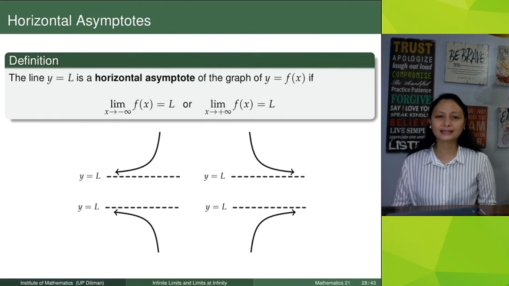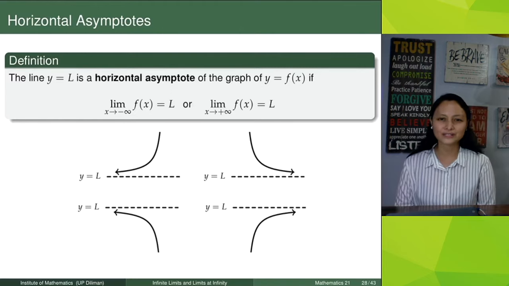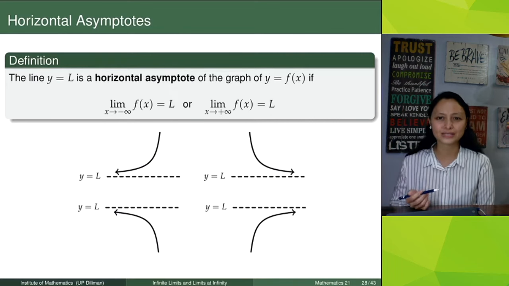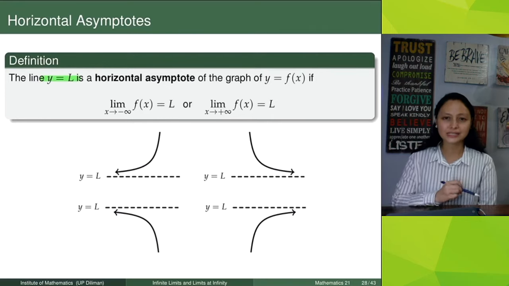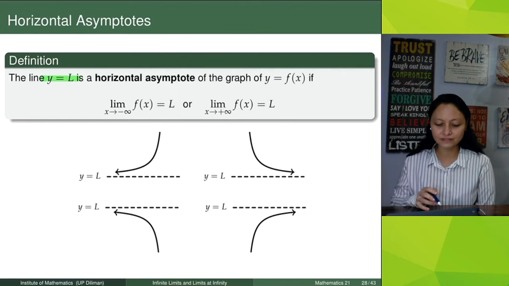Okay? Kung kanina or dun sa previous lecture, dinefine natin yung vertical asymptotes. This time, we define the horizontal asymptotes. Again, this is a line, and a horizontal line has equation y equals a constant. In this case, we have y equals L. So that is a horizontal asymptote of the graph of y equals f of x if the limit of f of x as x approaches negative infinity is L.